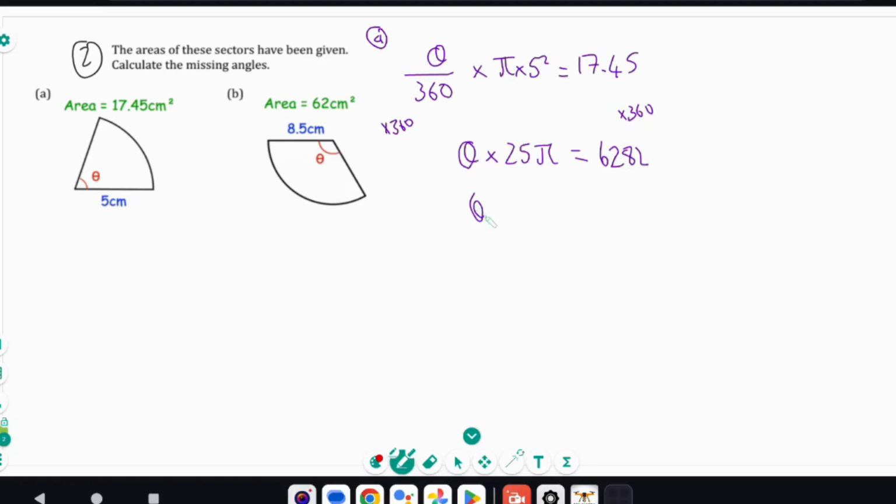Divide both sides by 25 pi. Theta is 80.0 degrees.